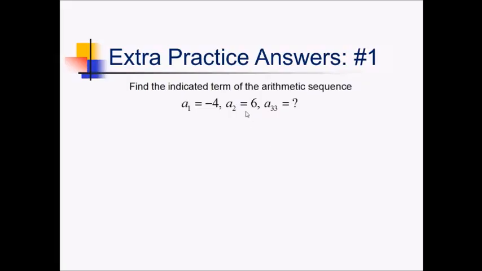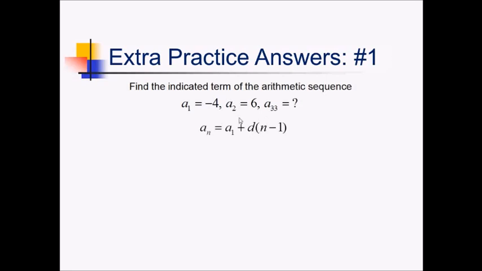For this problem, we want the 33rd term of an arithmetic sequence that starts with -4 and 6. So we're going to use our nth term formula for an arithmetic sequence, a1 plus d times n minus 1. We have an a1 value of -4. N is going to be 33 because we want the 33rd term.